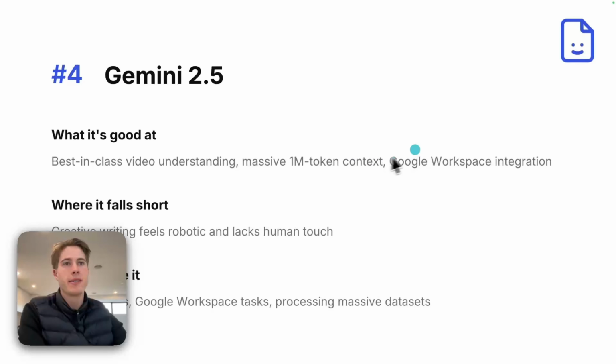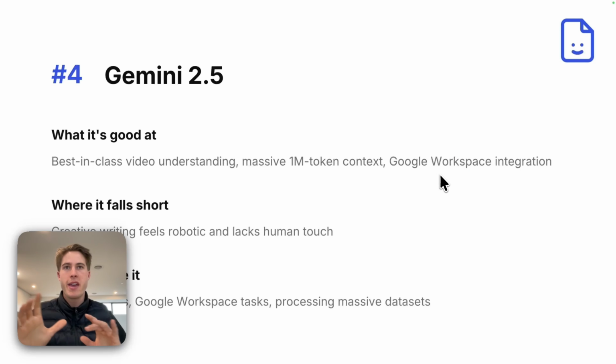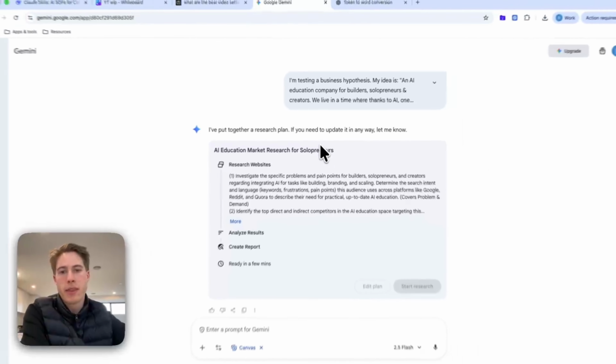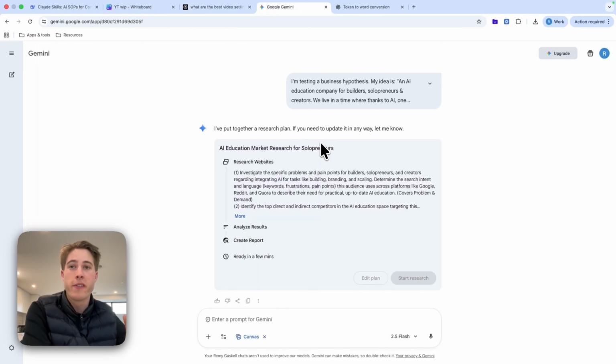The other thing Gemini is really good at is it's got the native Google Workspace integration. So if you're using Google Docs all the time, emails, you can pull it in from the sidebar and just use it in the doc you're working in, which is very good for people that work all the time in Google. Another thing that I love Gemini for is it does very good deep research.